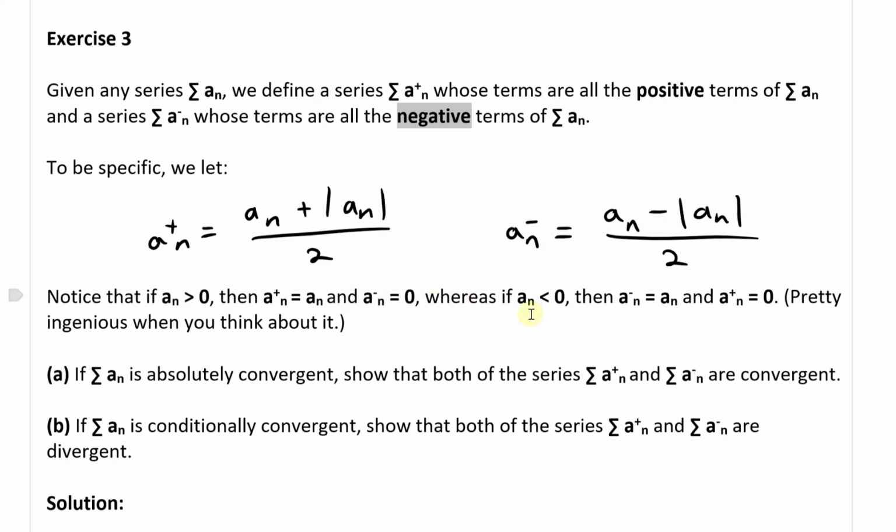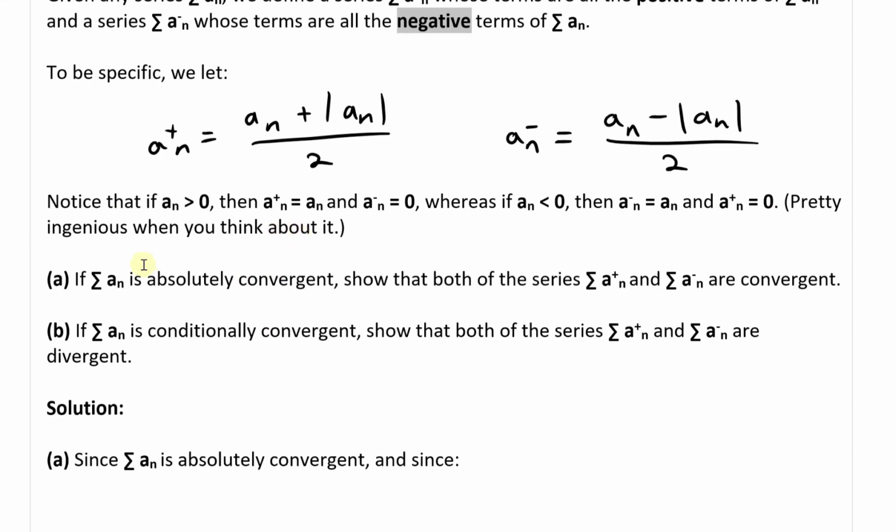Whereas if a_n is less than 0, then a_n minus is a_n minus the absolute value of a_n, which is a_n minus a negative, so that's going to be divided by 2, which equals just a_n, which is negative. And a_n plus will equal 0, because a_n is negative and its absolute value is positive, so they cancel and it equals 0. So a_n plus equals 0. It's pretty ingenious when you think about it.